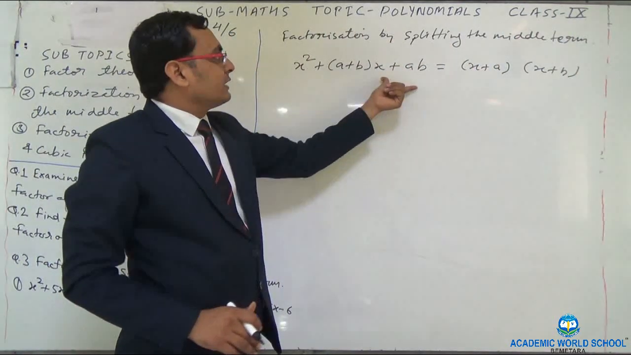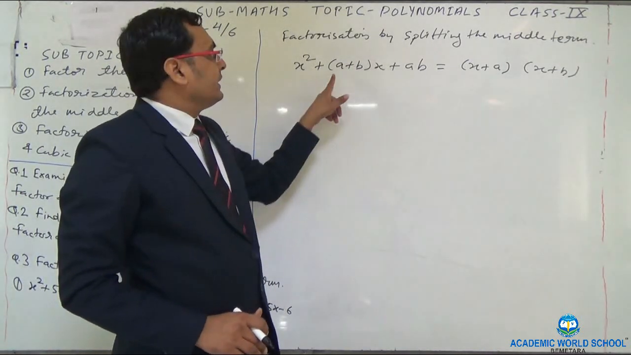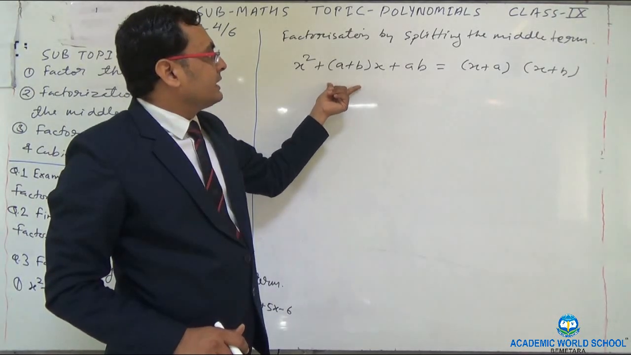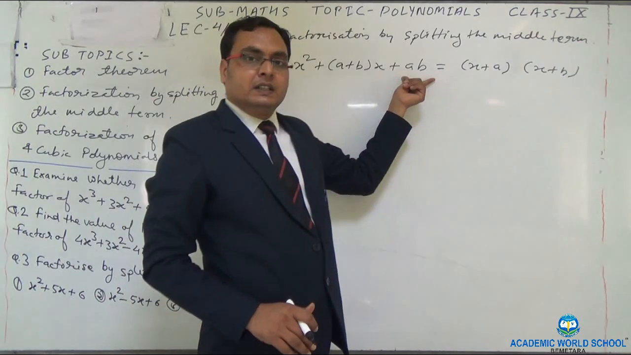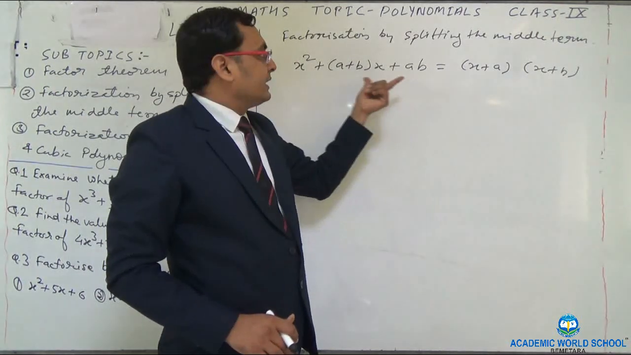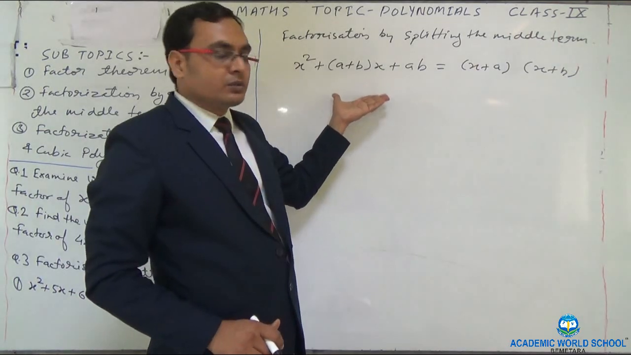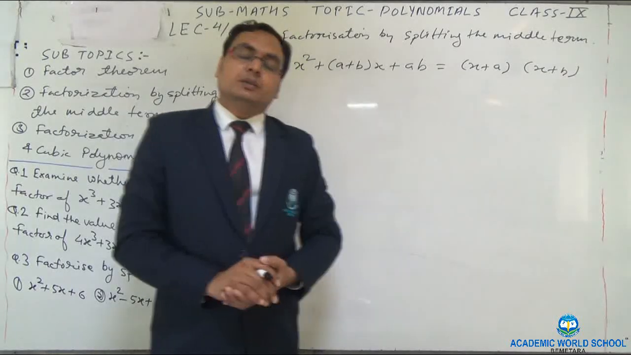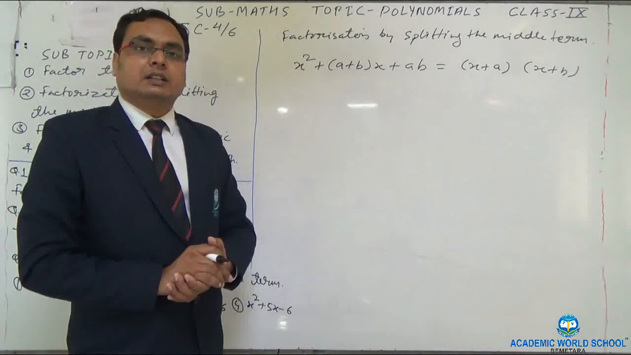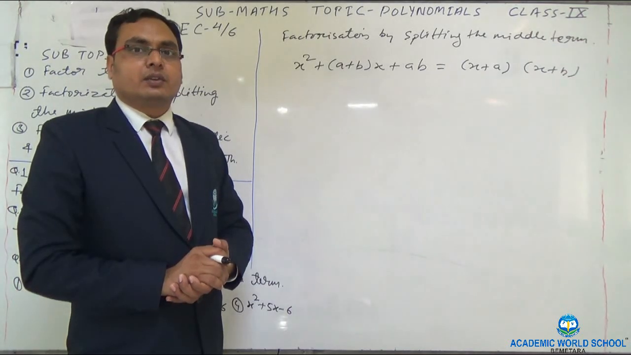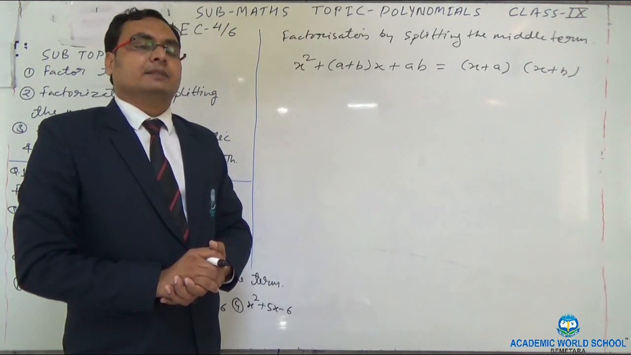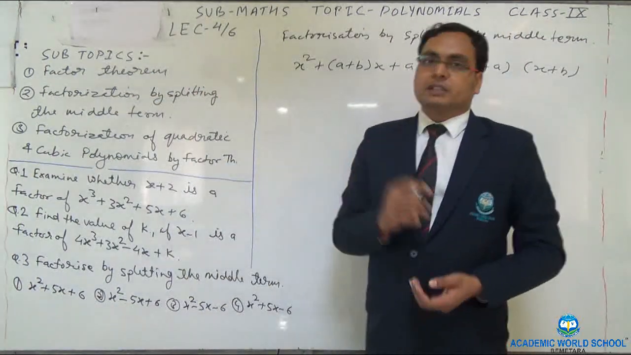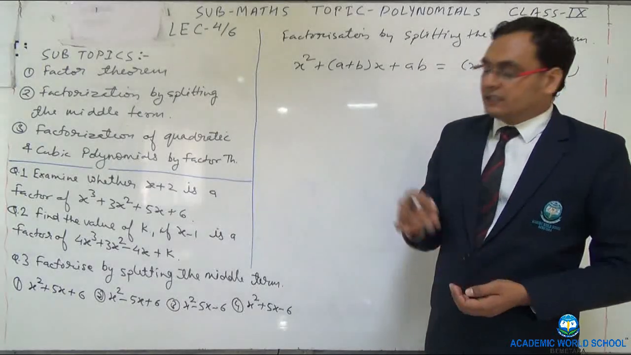Look at here, this is a quadratic polynomial in x, and this is the middle term. We split this middle term in two parts, a plus b, such that a into b is equal to this constant term, and so the factors of this quadratic polynomial will be (x plus a) into (x plus b). Now we will apply this here to do the factorization of quadratic polynomial by splitting the middle term. We will discuss an example and understand how the simple changes in polynomials change their factors.